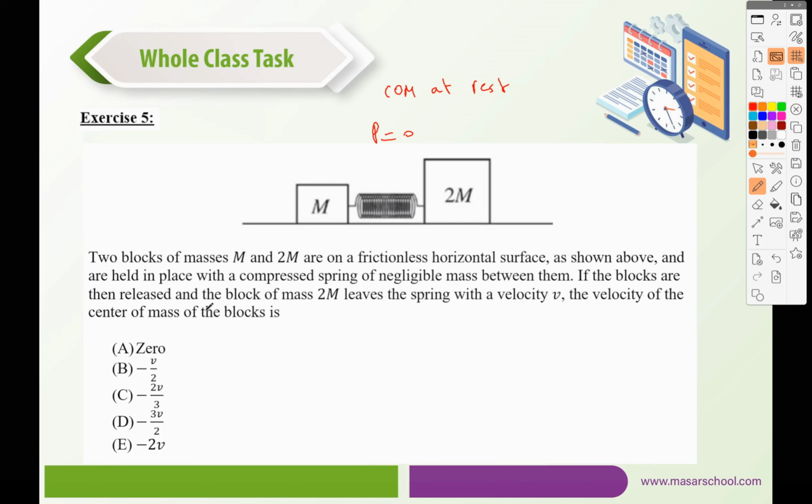Okay, if the blocks then are released and the block of mass 2M leaves the spring with velocity v, the velocity of the center of mass of the blocks, so they're asking for the center of mass of the blocks, we know that it would be 0 because initially before the spring pushes the two blocks, the total linear momentum of the system was 0.